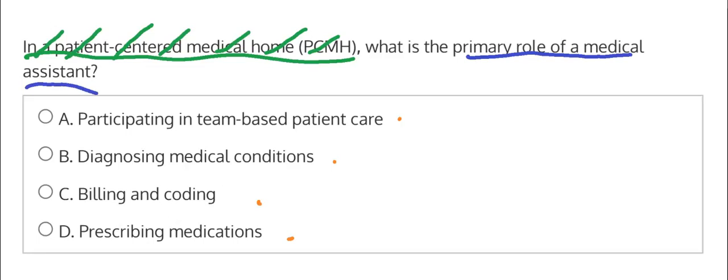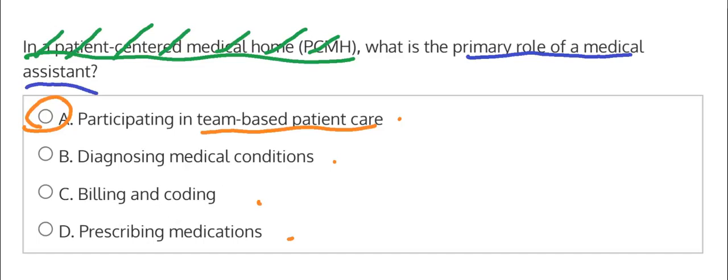So let's look through the choices and see which one stays with the main idea of what a medical assistant is. Option A says participating in team-based patient care. And this seems like a good description of the medical assistant, because you're part of the team and you're assisting in the care of the patient. You have your own set of responsibilities involved in the patient care while working with other people who are also working in the office with you. So this looks like a good description of what the medical assistant does, and we'll go with this answer for now, but let's look through the other options.